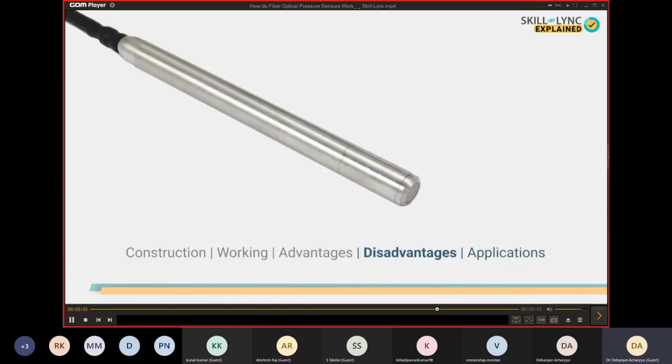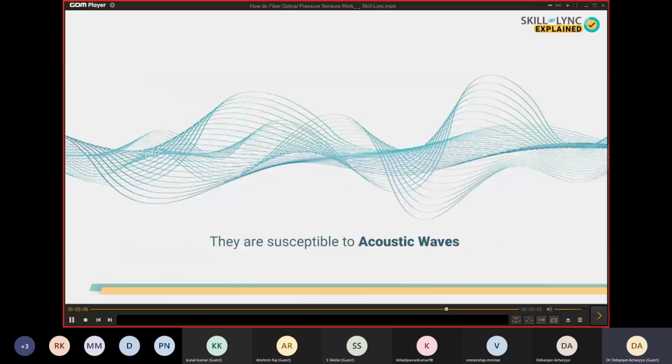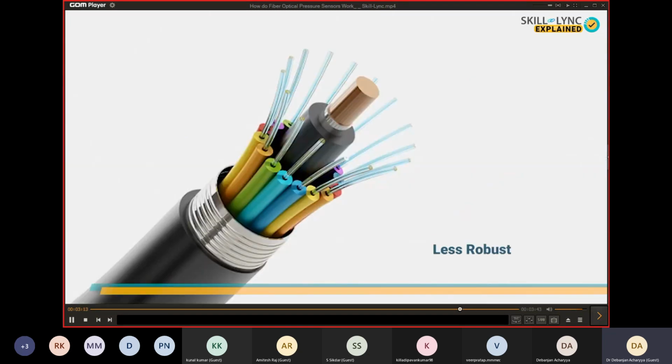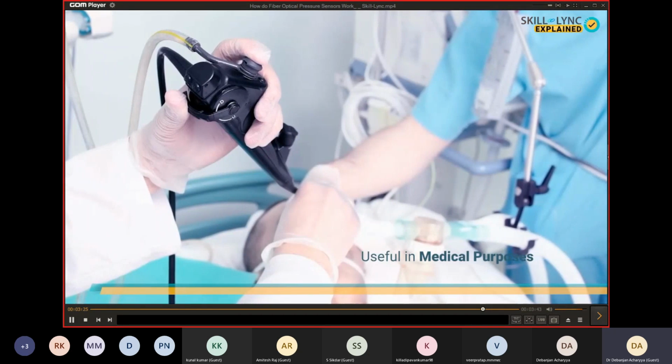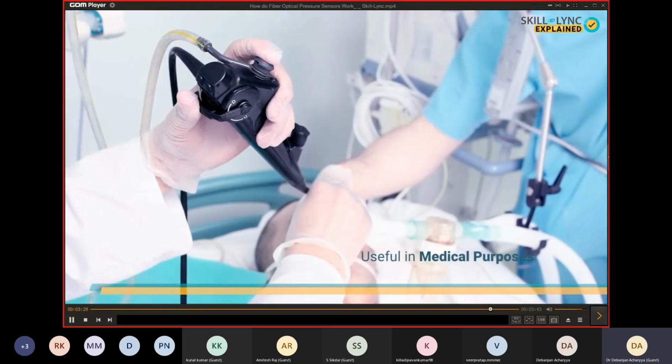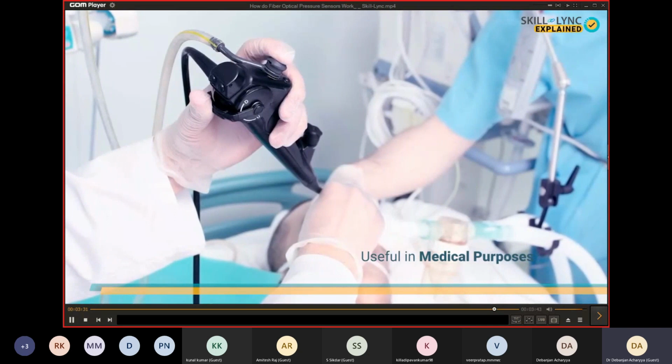Next, we have the disadvantages of the fiber optic pressure sensor. The fact that they are highly sensitive can sometimes make them susceptible to acoustic waves. Furthermore, their thin size makes them less robust when compared to other sensors. Now let's check out the applications. Since they are immune to electromagnetic waves, they are very useful in harsh environments. They are extensively used for medical purposes, for measuring pressure in the lungs, digestive tract, brain, etc.